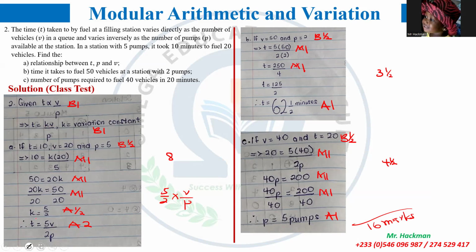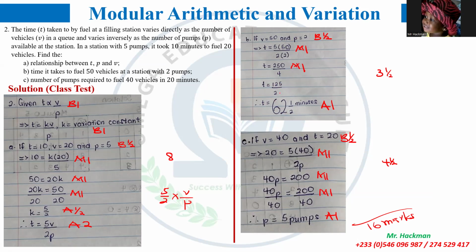Okay, once you know your T relation, which is in terms of V and P, you can now predict anything. So here you are asked to find the time taken. In this case, your V, the number of vehicles, is 50, and the number of forms, represented by P, is 2. So if V is equal to 50 and P is equal to 2, substitute and you get what T is to be, what we have here.